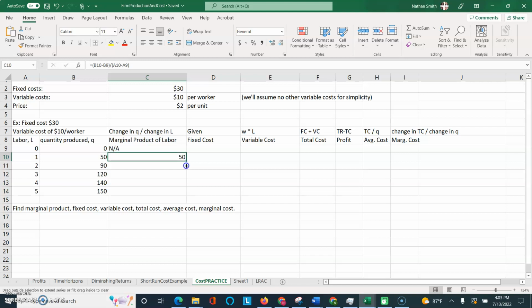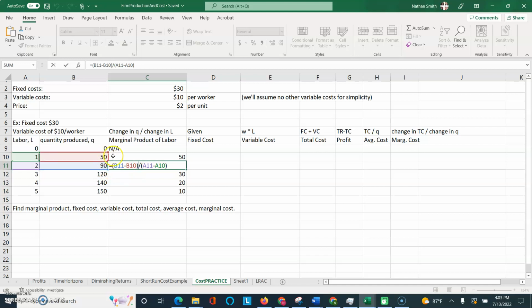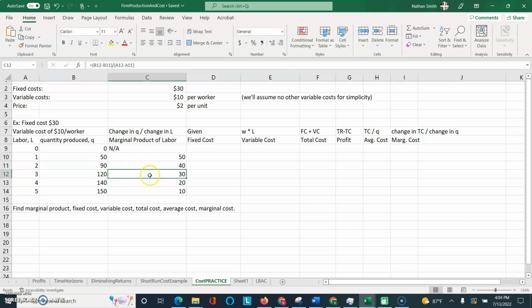Now if I drag this down using the power of Excel, I can see that, for example, the second worker contributed 40 additional units because the total went from 50 units produced up to 90. So that's a change of 40. Okay, so hopefully you guys now algebraically see the pattern here. The third worker, I just simply look at the change in quantity. That's a change of 30. All right, so that's what we call the marginal product of the third worker, for example. All right, now let's go on to the next column.